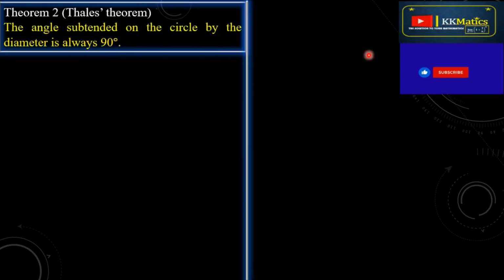Now theorem 2, important for us to also note, is sometimes called Thales' theorem, because it was named after this man. The angle subtended on the circle by the diameter is always 90 degrees.